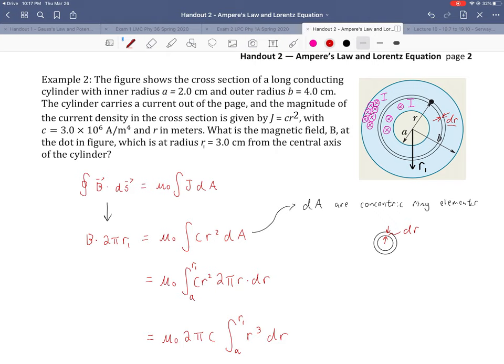Since we're told that the current is coming out of the page, we know that the magnetic field must be turning in the counterclockwise direction, because we have a current that carries out of the page. If you hold your right hand in front of the screen, have your thumb facing towards you, and then curl your fingers, you see that your fingers curl in the counterclockwise direction. And that is the direction of the magnetic field, right? That's the direction it must be flowing.